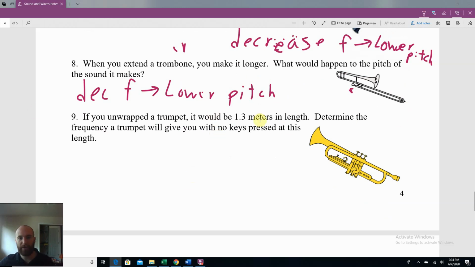If you unwrap the trumpet, it would be 1.3 meters in length. So basically, this trumpet, see how it's all wound back and forth on itself? It's about 1.3 meters. Determine the frequency a trumpet will give you if no keys were pressed at this length. By pressing these keys, you change its length. But if you just leave it at this length, we're going to calculate the frequency.